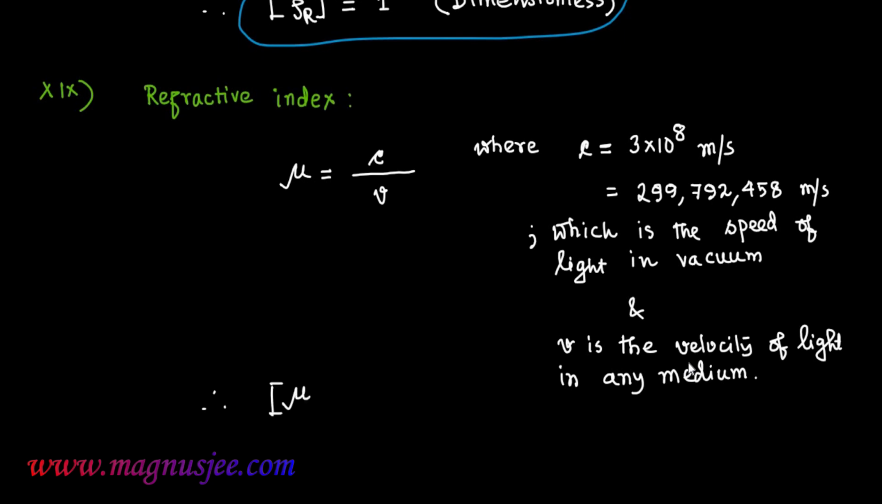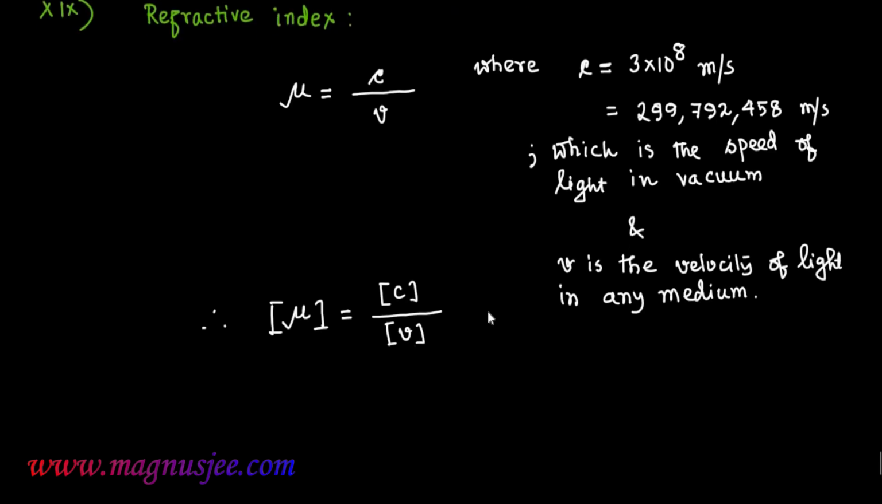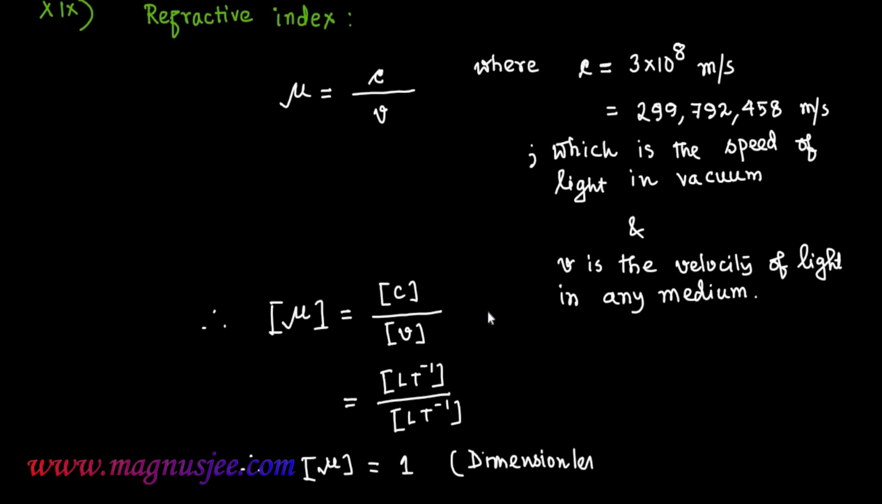Therefore, dimension of mu equals dimension of C divided by dimension of V, which equals L t to the power minus 1 divided by L t to the power minus 1. Hence we get the dimension of refractive index mu equal 1. That means refractive index is a dimensionless physical quantity.